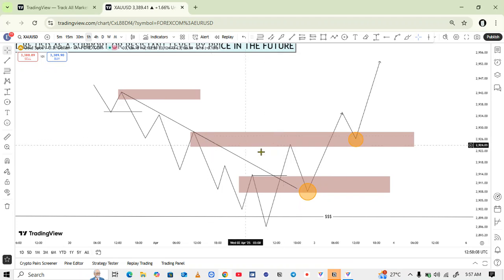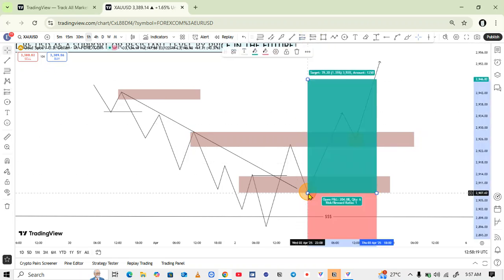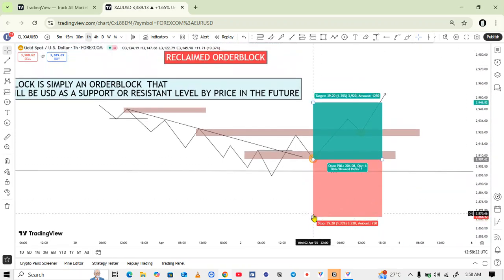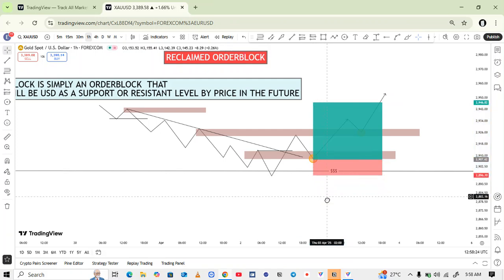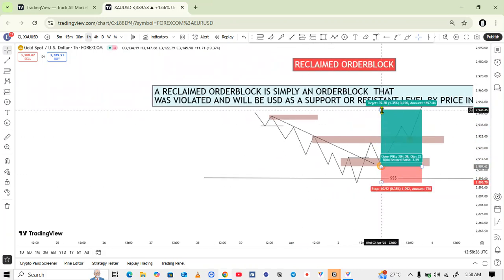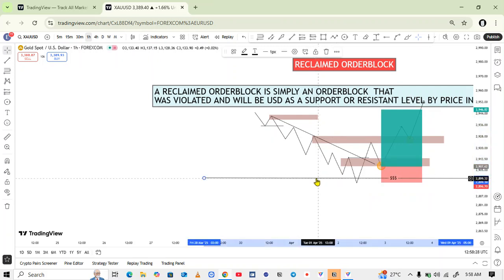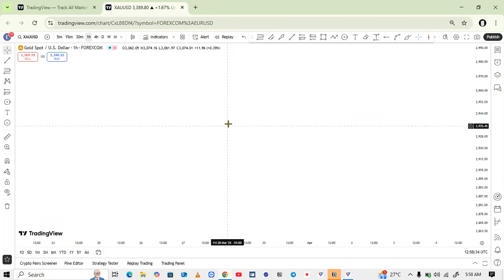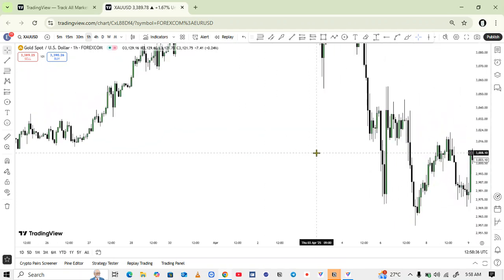And for an ICT trader, we take our trade when price comes back into that reclaimed order block, the order block that was violated, and we buy. This is a buy. This is our buy target. We buy, our stop loss is below the low, and we target the opposite liquidity. This is how to take a trade using a reclaimed order block. Without wasting much of your time, let's dive into the chart as I give you more examples to buttress my teaching.